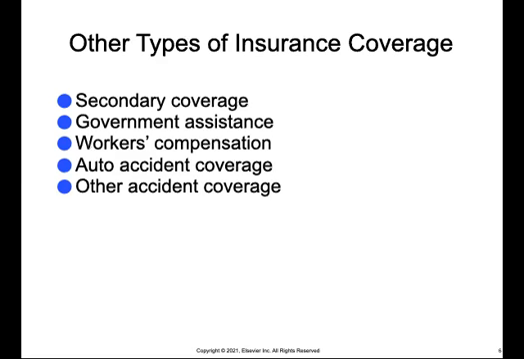Other types of dental coverage include secondary coverage. This occurs when, let's say, a husband and wife both have insurance coverage, and the spouse is included in the policy. The person who is a patient is a primary carrier, and the spouse is a secondary carrier. Government assistance programs are administered by the US government and by state and local governments.